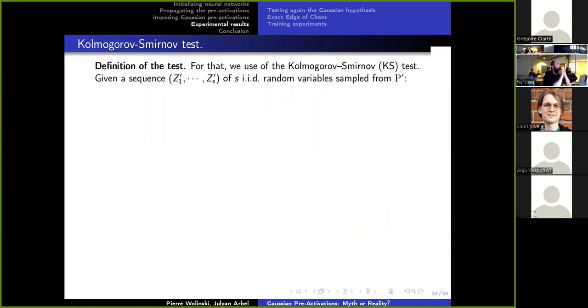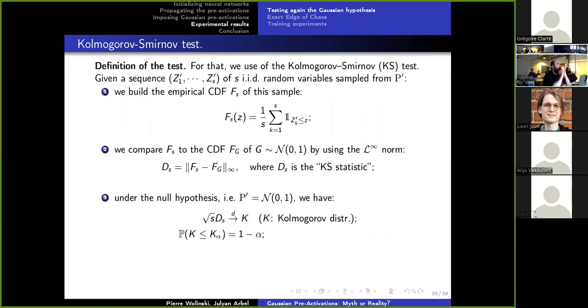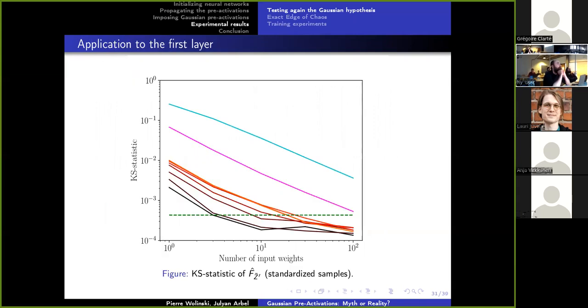So now the experimental results. I won't talk about the Kolmogorov-Smirnov test. It's about testing whether it's Gaussian or not. So for the first layer, we have in the process several numerical approximations. Here we can see the curve means. Each point corresponds to the KS statistic of the distance between the distribution of the preactivation after one layer and the Gaussian. So we want it to be the lowest, the smallest possible.